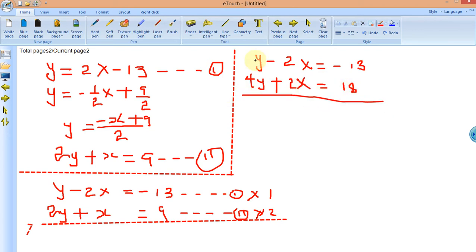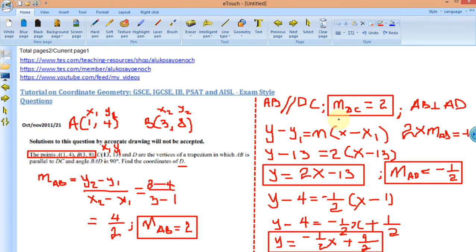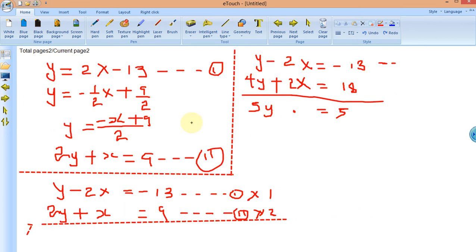Then just sum the equations. Sum equation 1 and 2 together. This will give me 5y. Minus 2x plus x, that will give me 0. Then 18 plus minus 13, that will be 5. So from there we see that 5y equals 5, and therefore y equals 1.